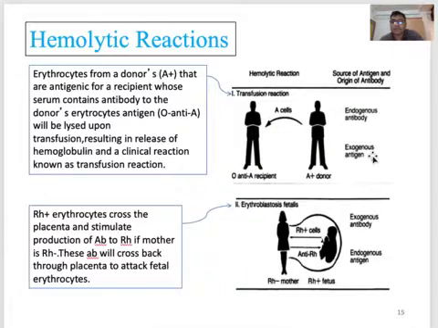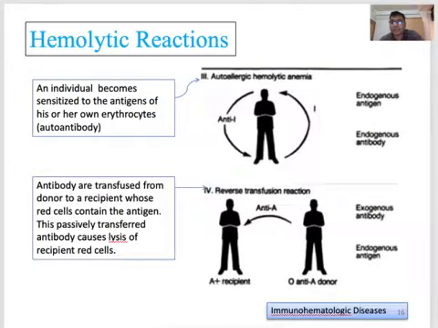However, one thing I forgot to mention here. There are some words: endogenous antibody, exogenous antibody. What are these? In this scene, the A plus blood donor is donating blood, that is antigen, to the recipient. So in this scenario, the antigens are exogenous. And who has the antibody? The recipient. So the antibodies are endogenous. Endo means from within, and exo means from an external source.